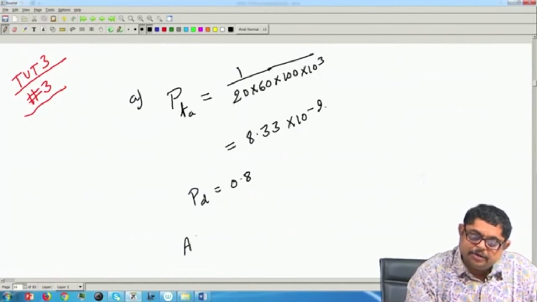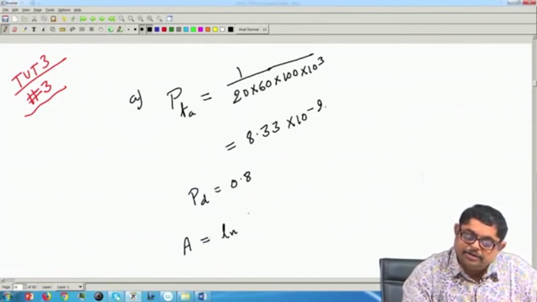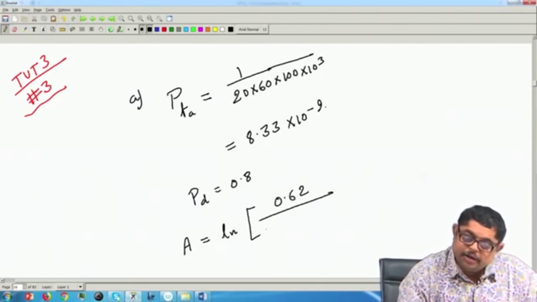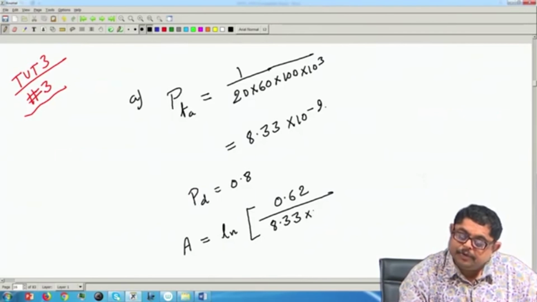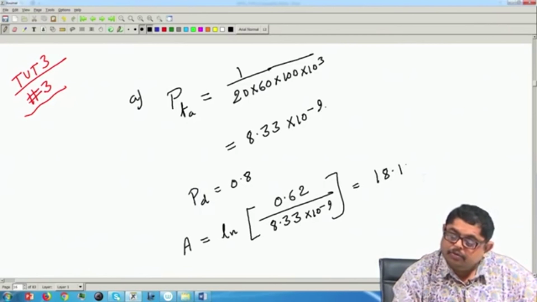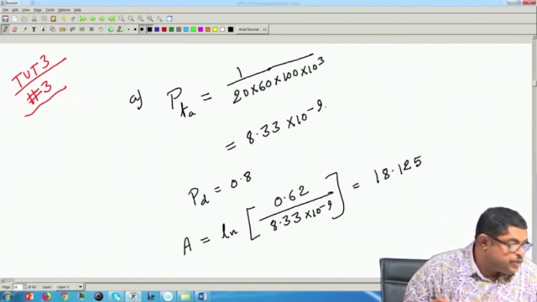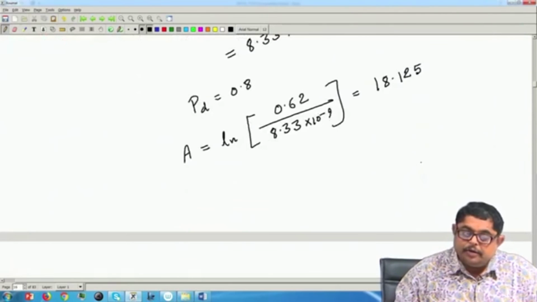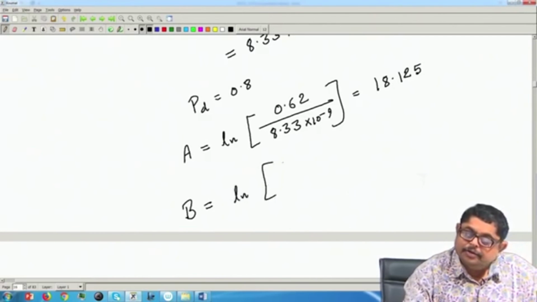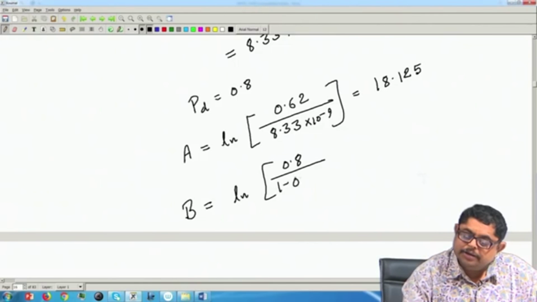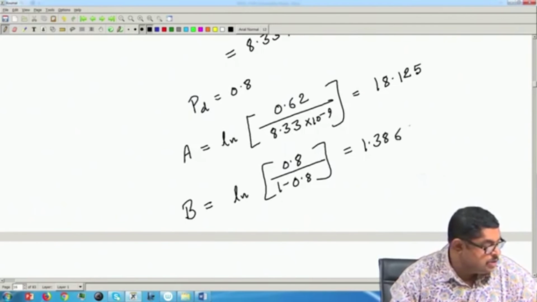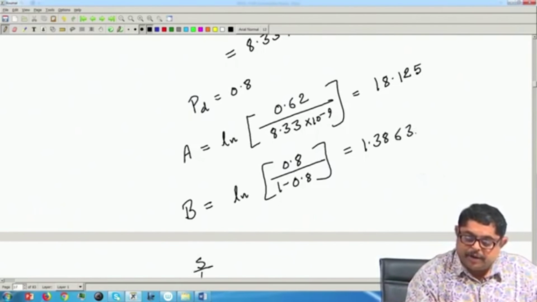So, you can find those A and B of Albersheim's equation. A is ln of 0.62 by PFA, so A depends on PFA. This is 18.125. Then B depends on PD, ln of 0.8 by 1 minus 0.8. So, that will be 1.3863.